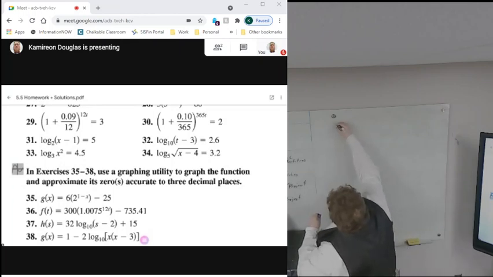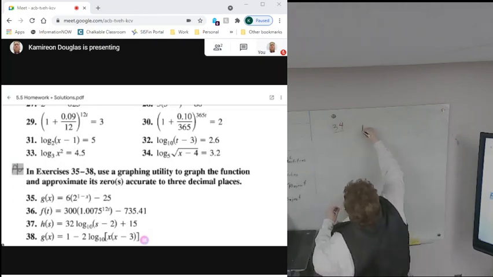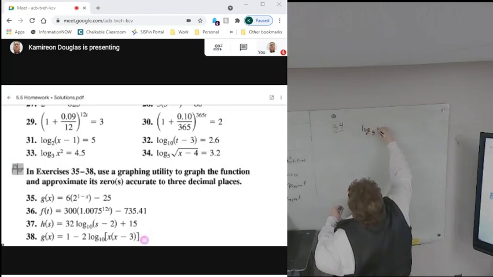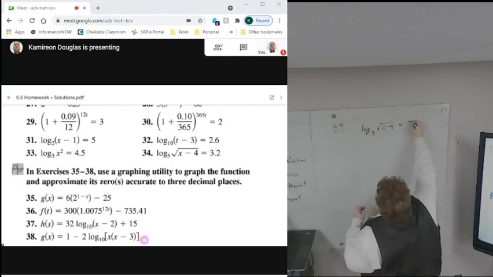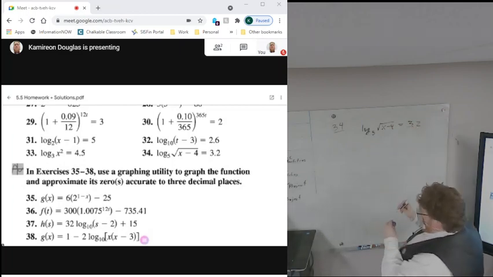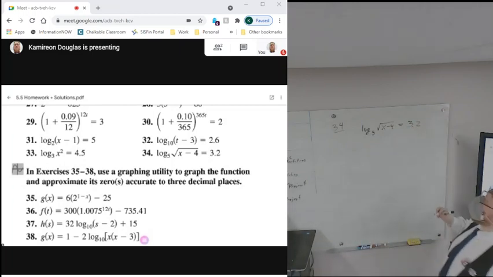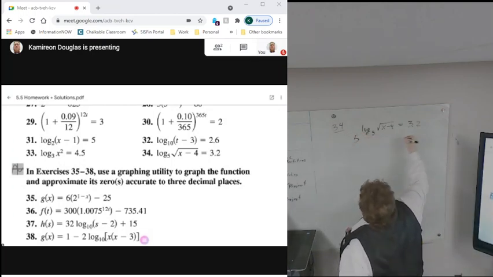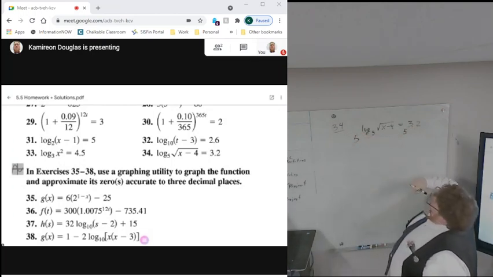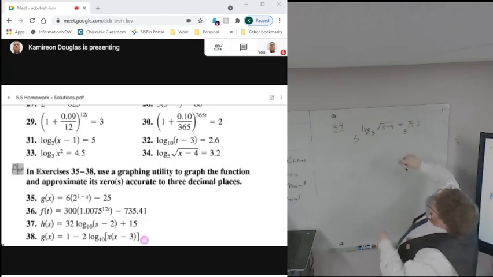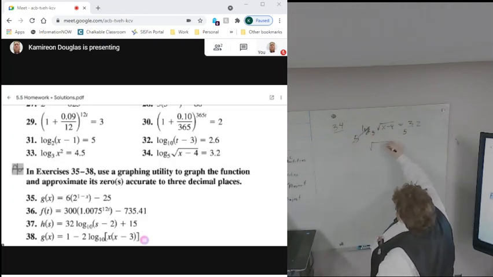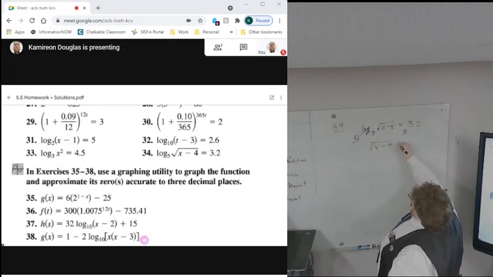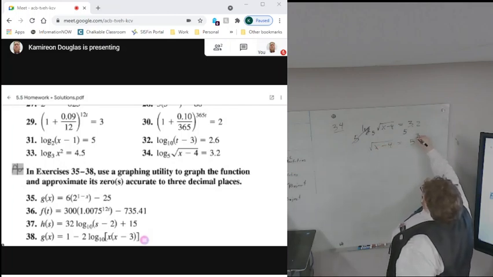Log base 5 of the square root of x minus 4 equals 3.2. What would I do first, Alexis? Use 5 under base equals 5. Beautiful. That is a great way to approach this problem. It'll cause the log base 5 and the 5 to cancel, leaving just the square root of x minus 4 equals 5 to the 3.2 power.